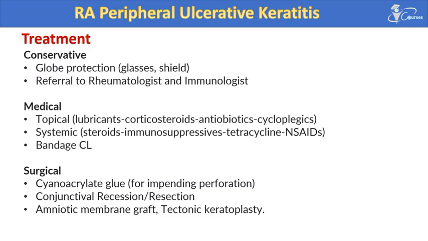So how would we treat a patient with peripheral ulcerative keratitis? First of all, this patient has a vulnerable globe. This globe can be perforated at any time. So we need to do conservative management by globe protection, like polycarbonate glasses or a shield, in order to protect the eye from inadvertent trauma. And we manage this patient in conjunction with the rheumatologist and the immunologist for controlling the underlying systemic condition. So you should refer this patient to a rheumatologist and immunologist.